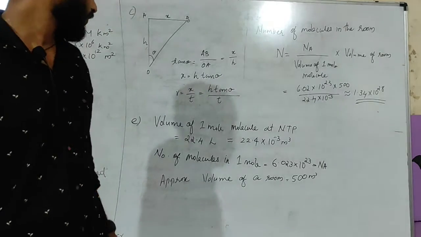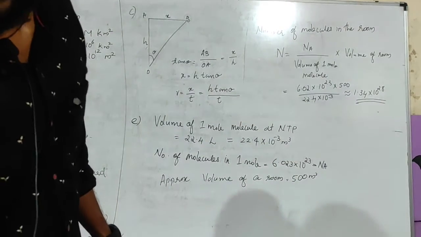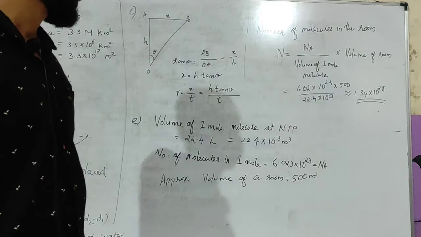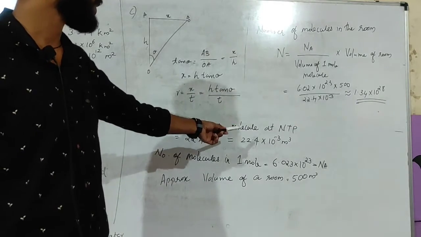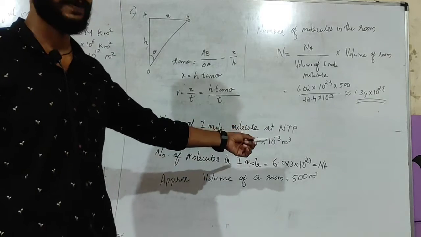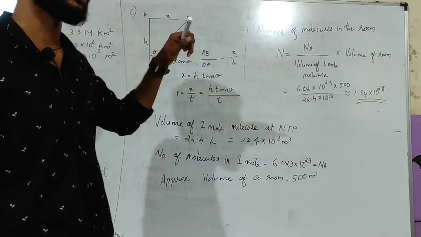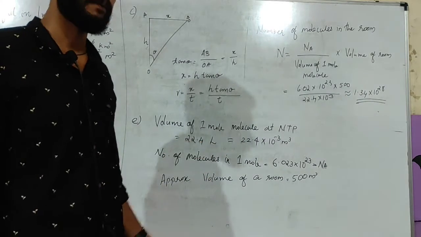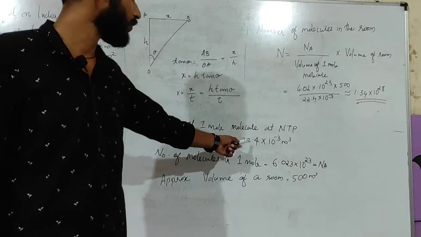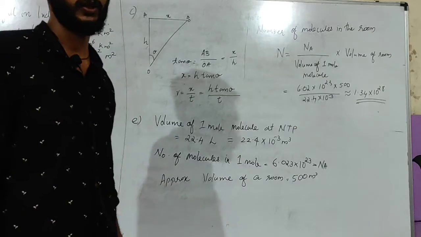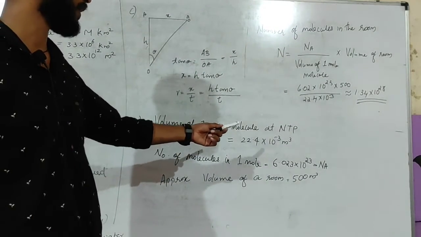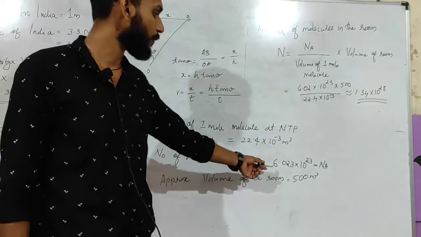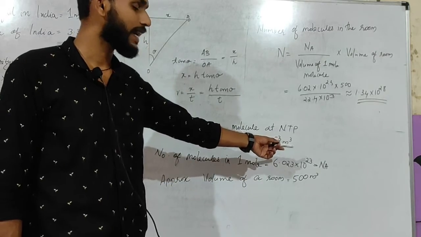Now, come to the next question, that is the number of air molecules in your classroom. The volume of one mole of molecules at NTP, normal temperature and pressure, that is the atmospheric temperature and pressure, is considered as 22.4 liter. So, 22.4 liter is equal to 22.4 into 10 to the power minus 3 meter cube. You know that the number of molecules in 1 mole is equal to 6.023 into 10 to the power 23, that is Na, Avogadro number.